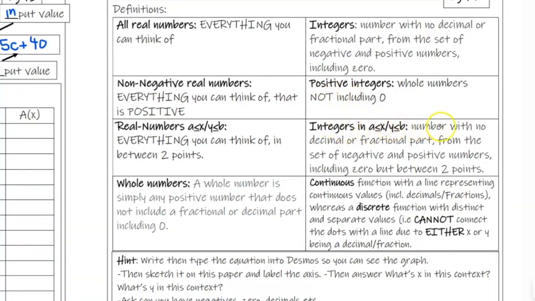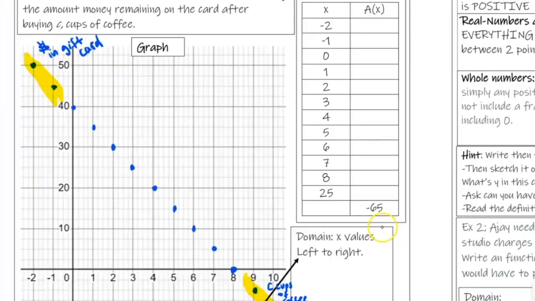Integers between two numbers. Okay, so this is a number with no decimals or fractional part from a set of negative or positive numbers, including 0, but between 2 points. And then this is something we've talked about before, but I know we may not remember, so I definitely want to emphasize it. A continuous function is a line representing continuous values. So that means that it includes the decimals, fractions, whereas a discrete function with discrete and separate values does not connect the dots because it doesn't include the in-between parts. Okay, with a line due to either, so it doesn't have to necessarily be both, but either x or y being a decimal or fraction. And we're going to talk about what that means in here.